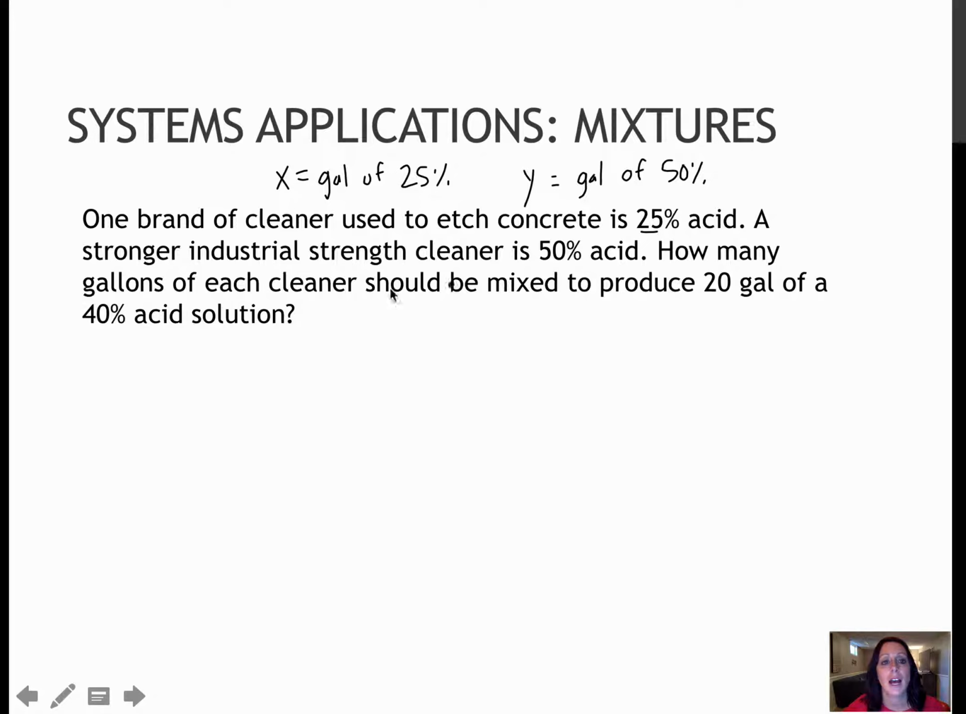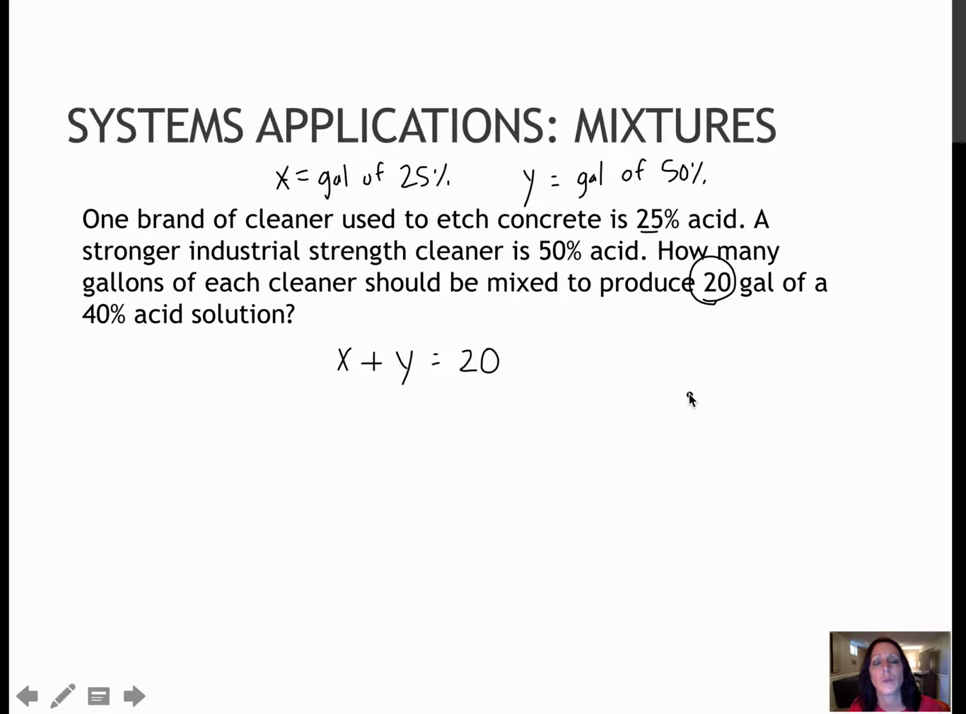So let's find out what we know. It says how many gallons of each cleaner should be mixed to produce 20 gallons of a 40% acidic solution. So I know that if I add the number of gallons of 25% and the number of gallons of 50%, I should have 20 gallons total. So that's the easy one.